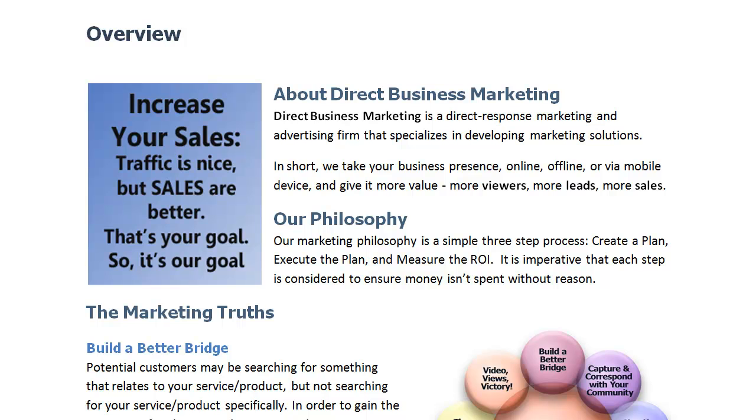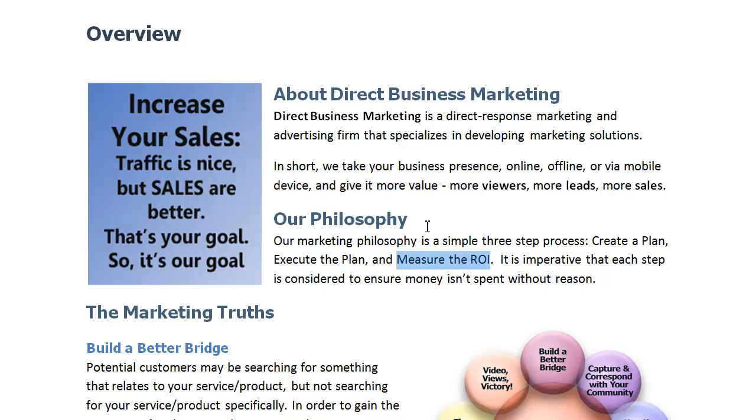So our philosophy on how to market is a threefold philosophy. First, we create a plan, then we execute that plan, and then we measure the ROI to ensure that money was made, because that's really the end goal, and measure success.